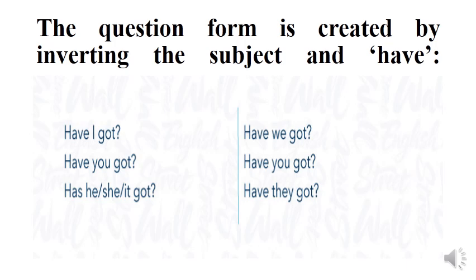When asking questions, we just invert the subject and have. For example, you say have I got, have you got, has he got, has she got, or has it got. When referring to the plural form, you say have we got, have you got, or have they got. So here within these examples, you are just inverting the subject and have. You are not adding the auxiliary do or does.